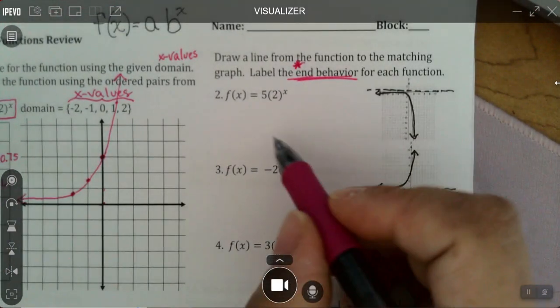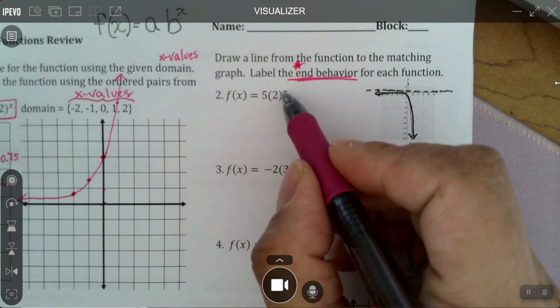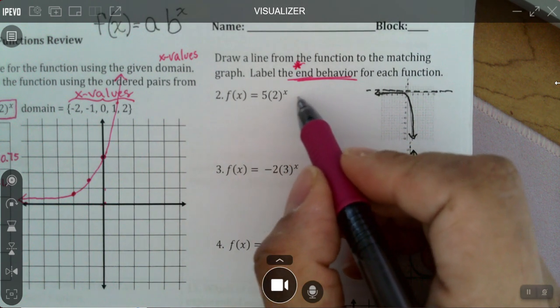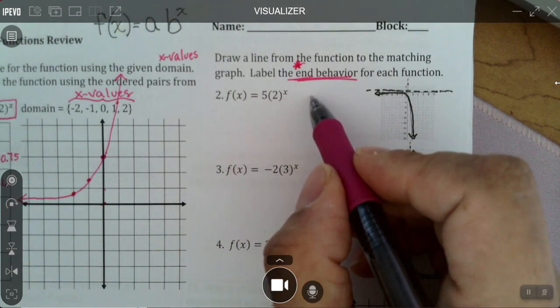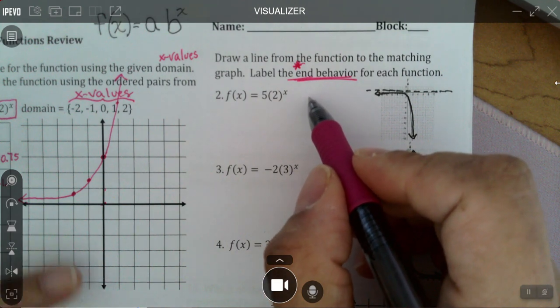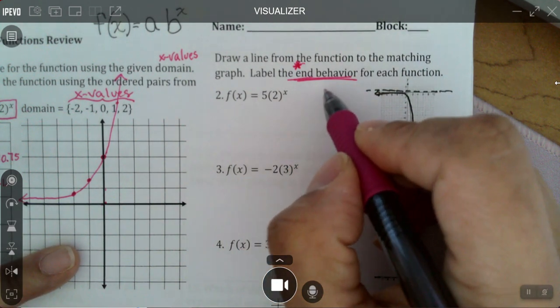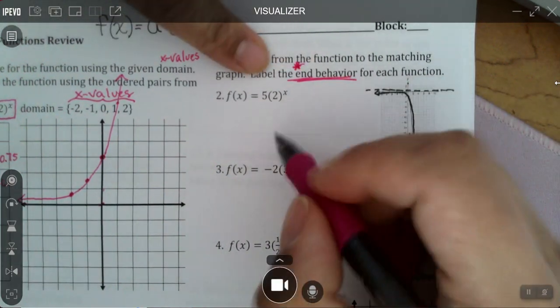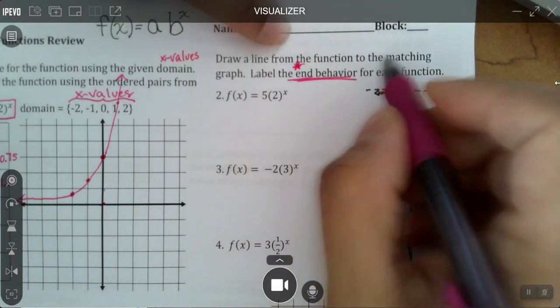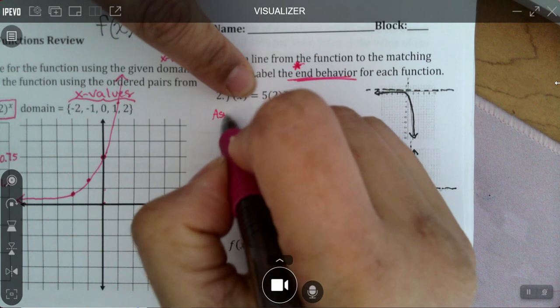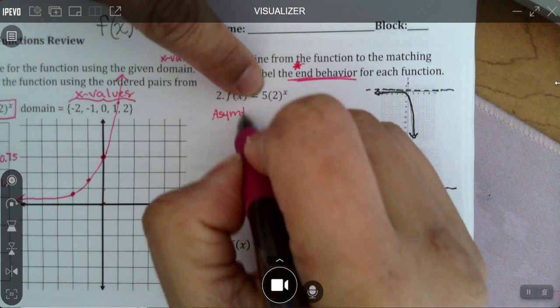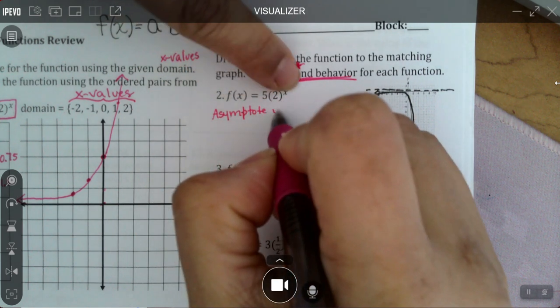So when you look at this one, you see 5, 2 raised to the x. Is there a constant at the end? There is no constant. There is no plus a number or minus a number, okay? So that means that the asymptote is y equals 0.